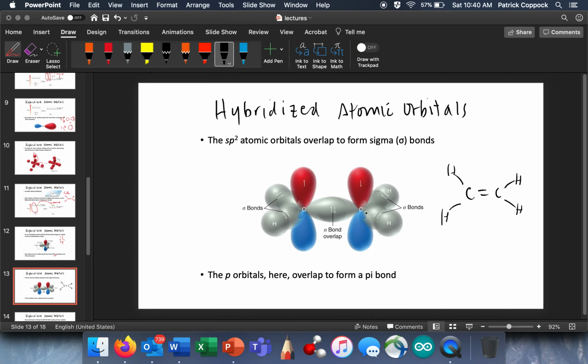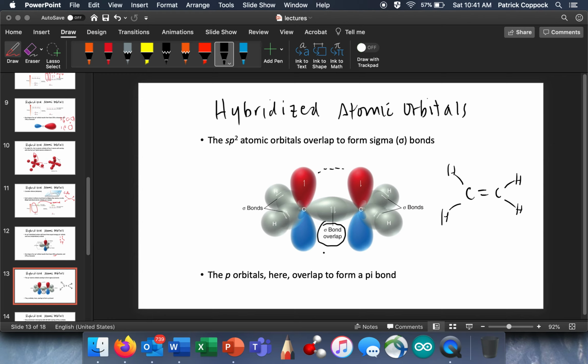In order to make that, we're going to get one end-to-end overlap, which is our sigma bond, right? And then we're going to see something really neat with these guys over here. First of all, the sp2 atomic orbitals overlap to form a sigma bond, and the p orbitals here overlap to form a pi bond, and they overlap from side to side.